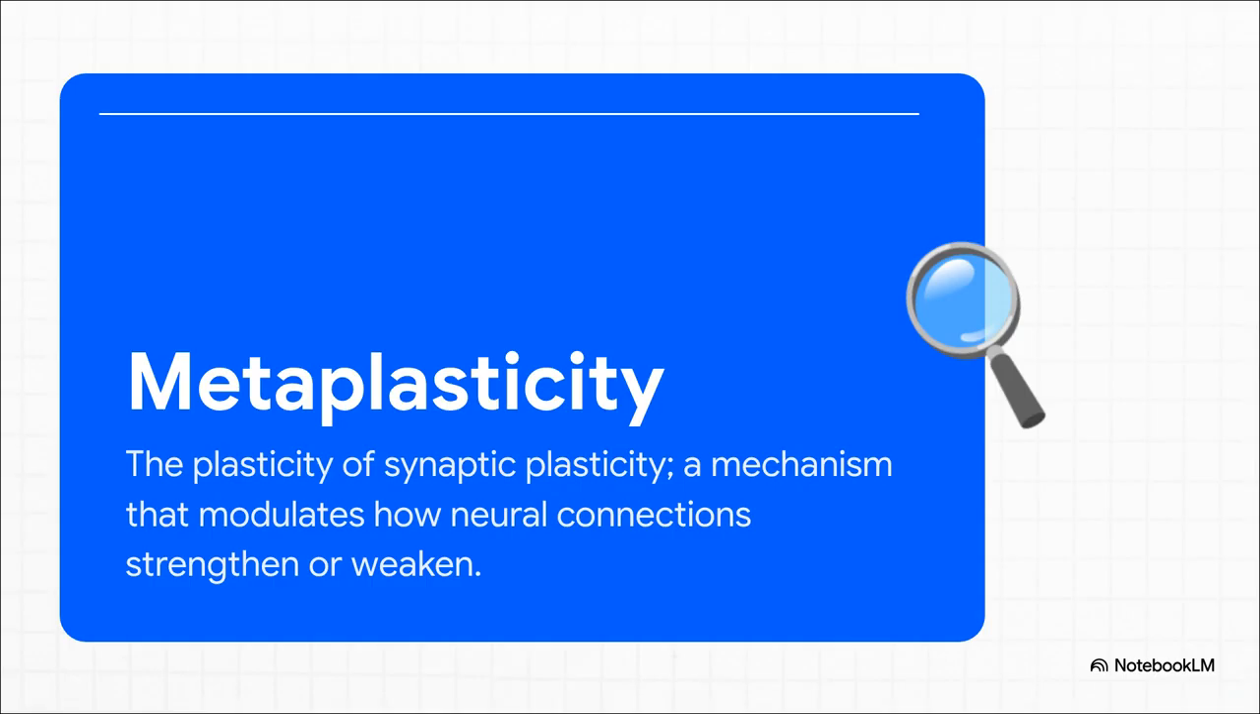Think about it like this. If regular learning is like writing on a whiteboard, meta-plasticity is like changing the type of marker you're using or even the eraser. It's this fundamental biological process that lets our brain learn how to learn, which makes our mental models way more flexible and able to adapt to new information.